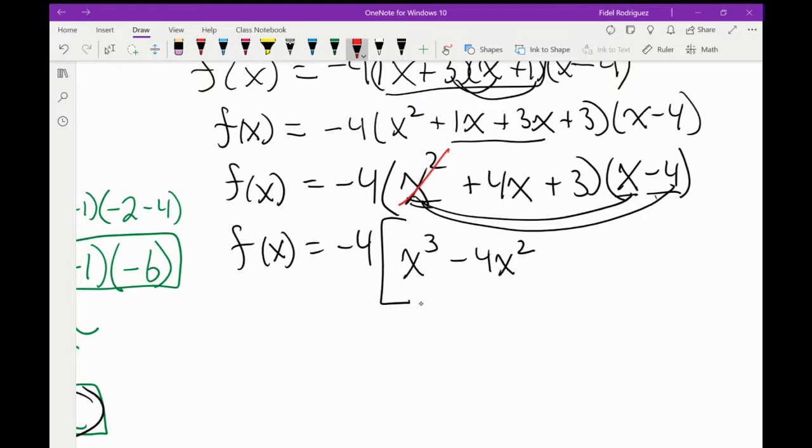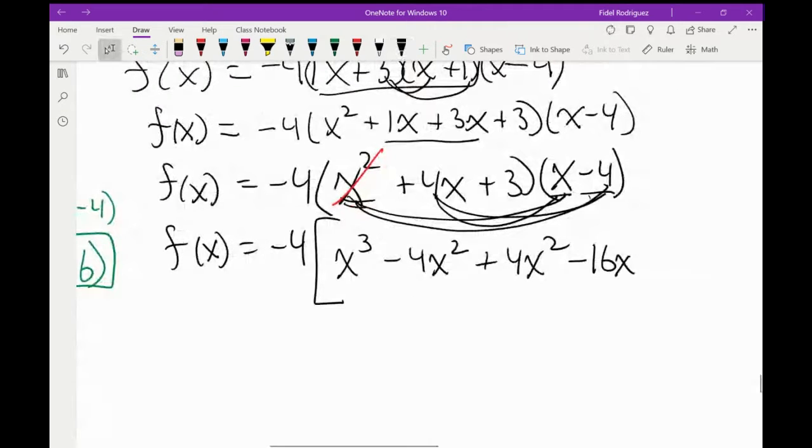Okay. Now I've used this one. I don't need to use it anymore. 4 times x is a positive 4x squared. And 4x times -4 is a -16x. And just like we did before, we've used this one. We don't need to use it anymore. And then I'm going to go 3 times x is a plus 3x. And 3 times -4 is a -12.